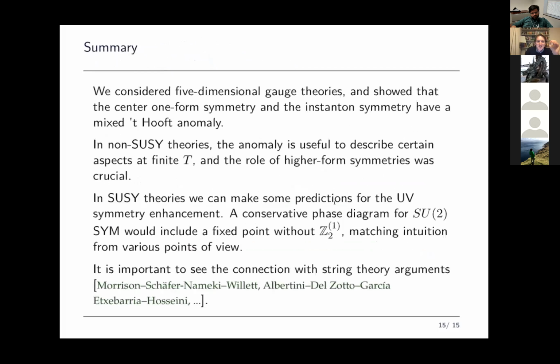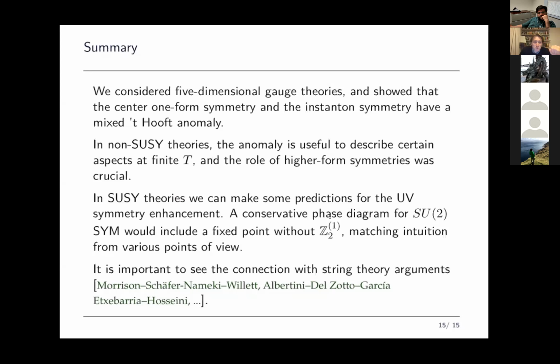And with this, we conclude this super quick discussion of some aspects of symmetries in 5 dimensions. We described a mixed 't Hooft anomaly between the center one-form symmetry and the instanton symmetry. So we used something new to learn about gauge theories. We used this anomaly to put on a firmer footing the expectations for the behavior of pure Yang-Mills theory at finite temperature and confirmed the expectation from lattice computations.